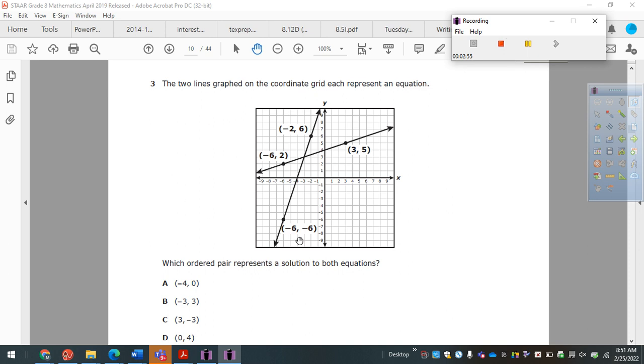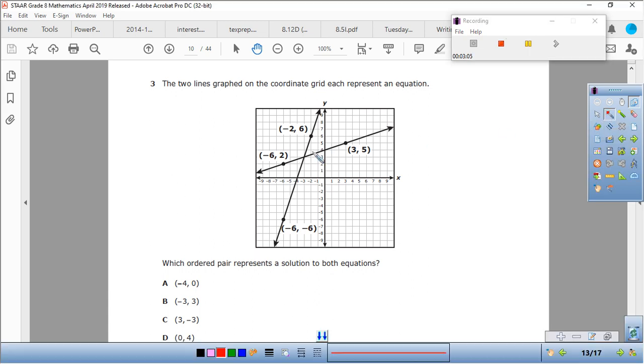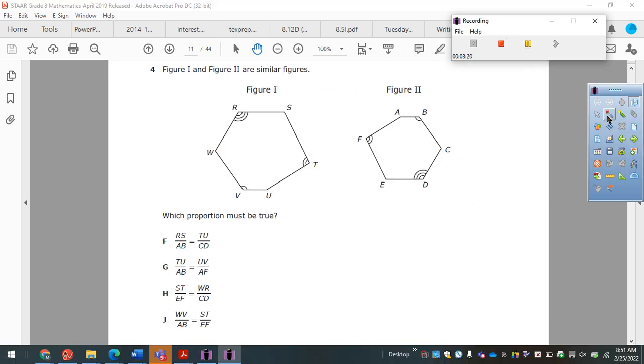So this question here, guys, I was just mentioning that once you see these, this is an 8th grade STAAR only. Once you see that there's two lines where they cross, that point of intersection is your answer. You should have -3 and 3. And that goes right there.